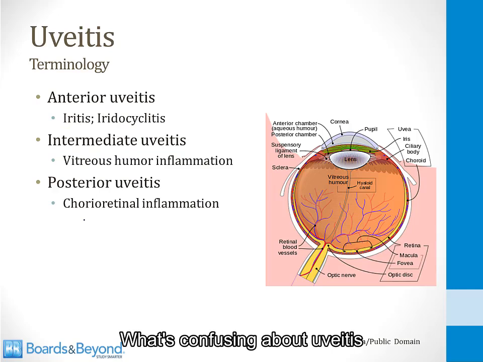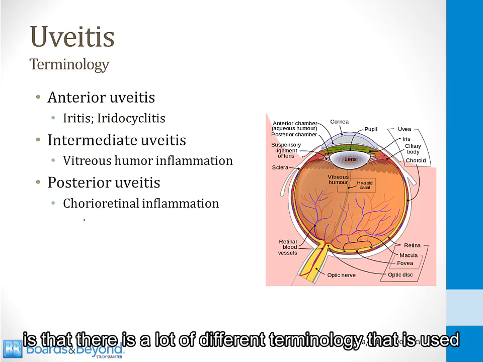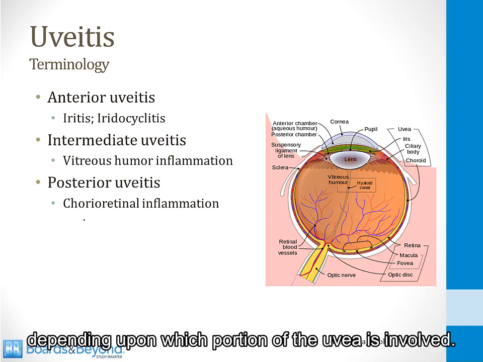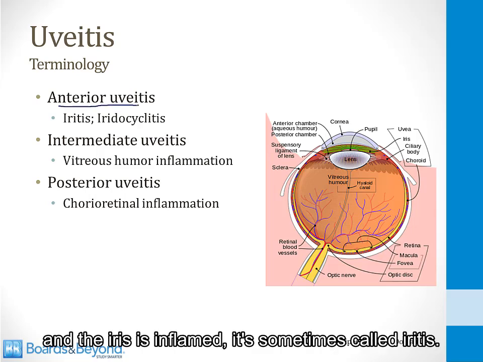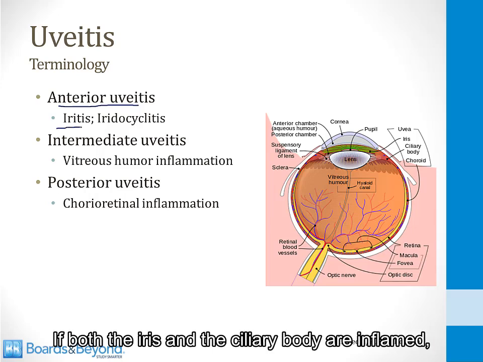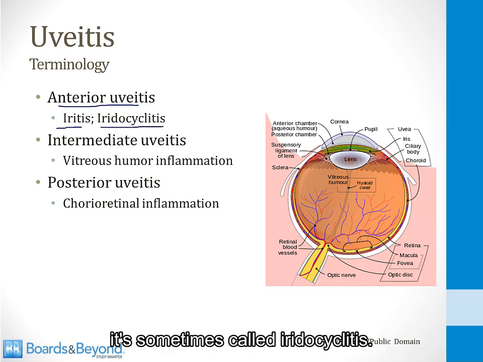What's confusing about uveitis is that there is a lot of different terminology that is used depending upon which portion of the uvea is involved. So for example, if there is anterior uveitis and the iris is inflamed, it's sometimes called iritis. If both the iris and the ciliary body are inflamed, it's sometimes called iridocyclitis.